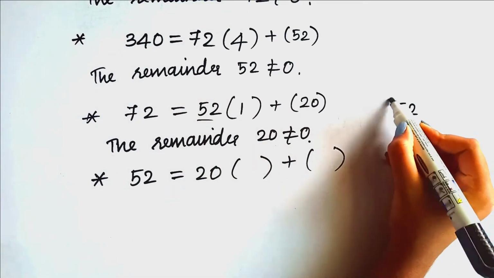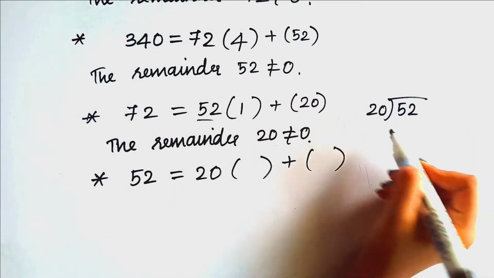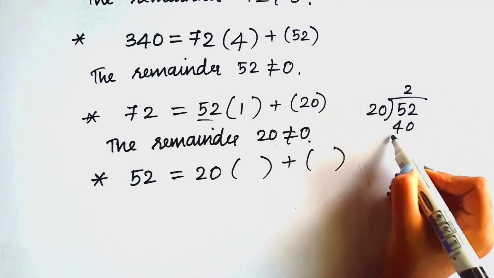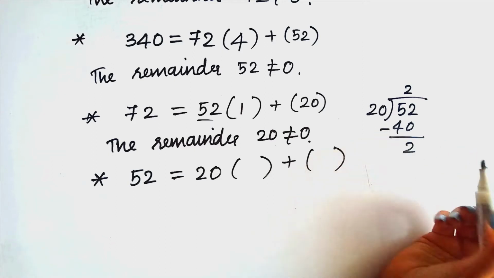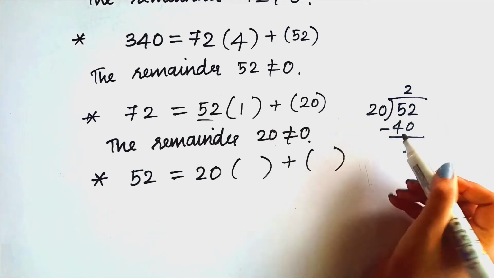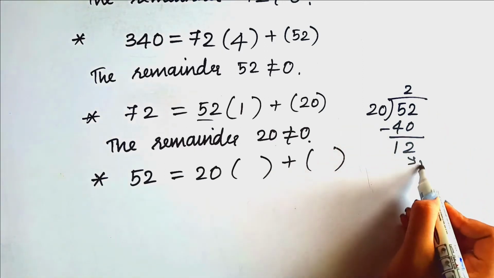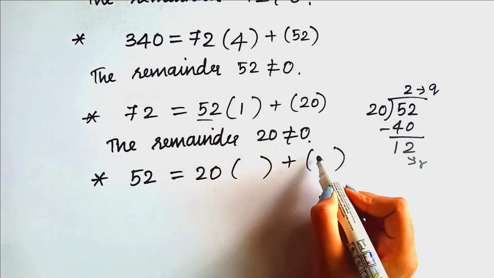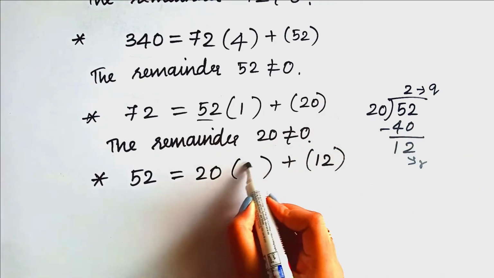52 will go inside and we have to divide 52 by 20. 2 twos are 40, right? So if we subtract this, here we'll get a 2 and here it will be a 1. So this is our remainder and this is our quotient.